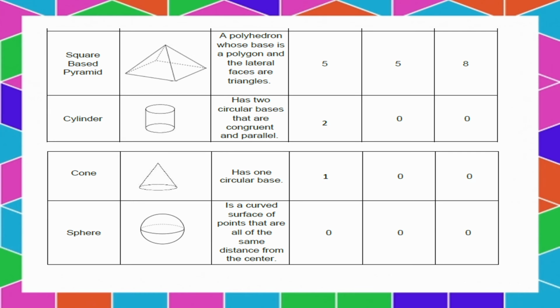And the last solid figure is a sphere. A sphere looks like a ball. It is a curved surface of points that are all of the same distance from the center. So a sphere does not have a vertex, edge, or face, okay? Because it is all curved. So it looks like a ball. So those are the different solid figures. Did you understand? Okay.